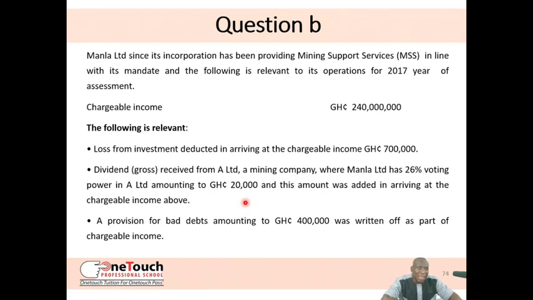A provision for bad debts amounting to 400,000 was written off as part of the chargeable income. General provisions for bad debts are not allowed. We will learn it when we are doing examination of accounts. I think we learned it when we were doing banking, we said that general provisions for bad debts are not allowed. So if they have done that, you add back.